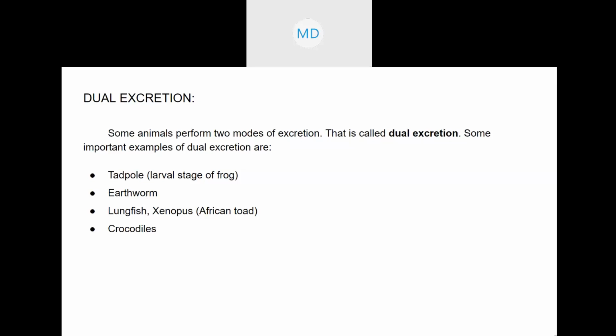Then there are lungfish and Xenopus. This is a toad. Toad means same like a frog, a little bit different, but almost the same. So it's the same for this also. When these two are in the water, they show ammonotelism, or they are ammonotelic organisms. And when these undergo hibernation.